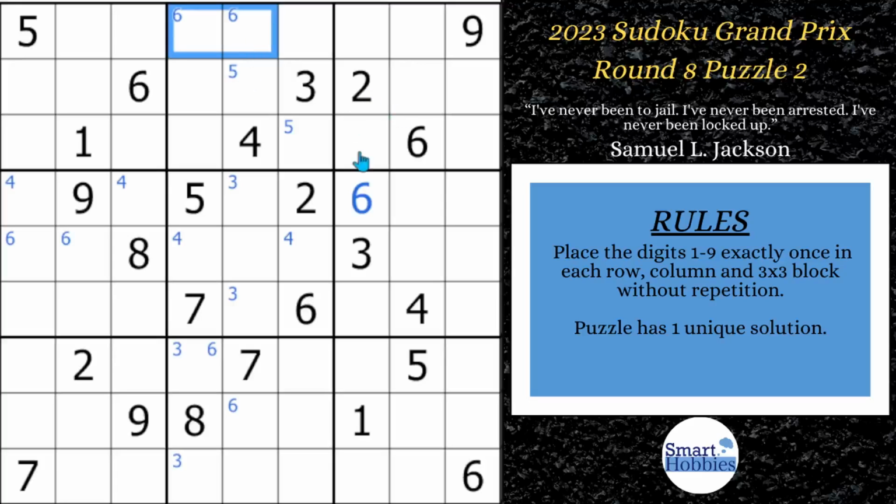Let's move on to the 7. You got these two 7s, so you have two possibilities for 7 in block 2. And then with this 7 and this 7, we got two 7s here, but they're not locked candidates. We're still going to mark them in block 4. And with these two 7s, two possibilities for 7 in block 9.